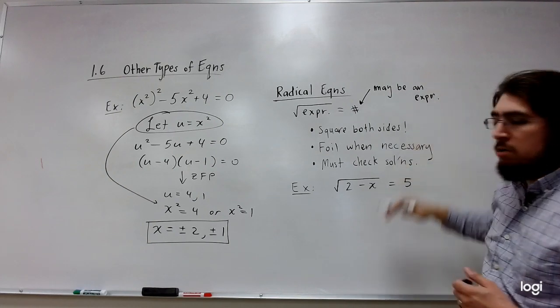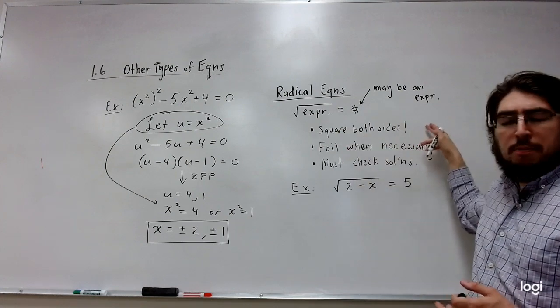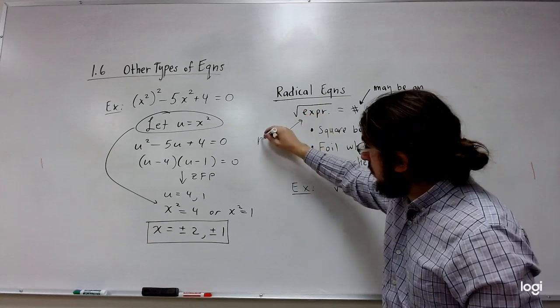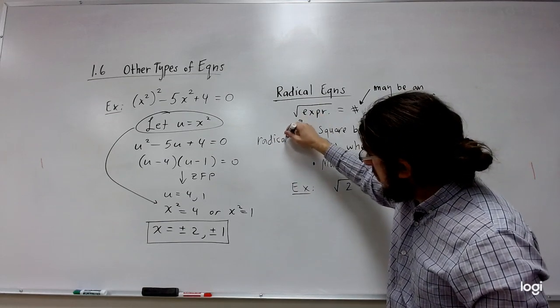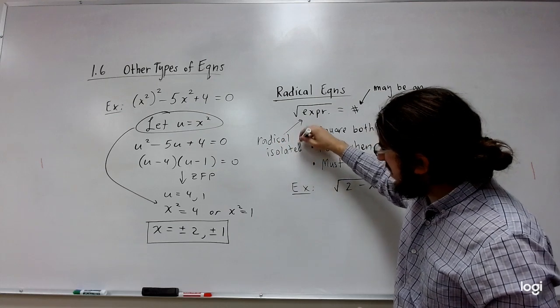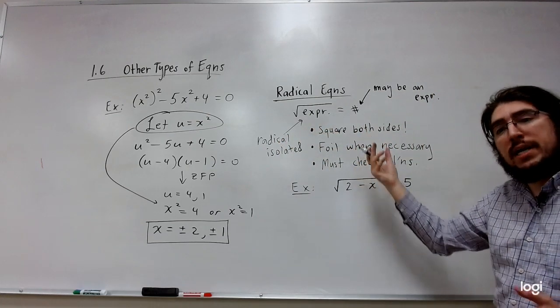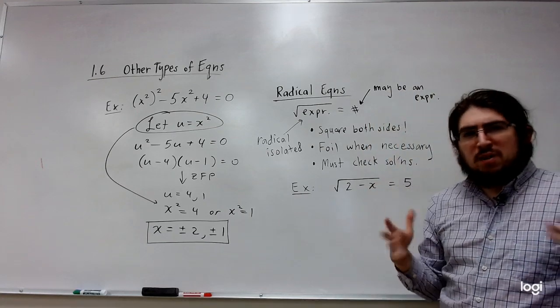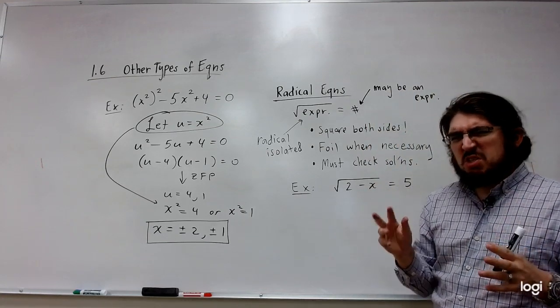There are a few key notes here. First, we need to square root both sides when the radical is isolated. So let me just say the radical must be isolated. So get the radical by itself first, then we can square both sides. I'm just going to say this. We're not going to do an example of it because it's a little too specific.